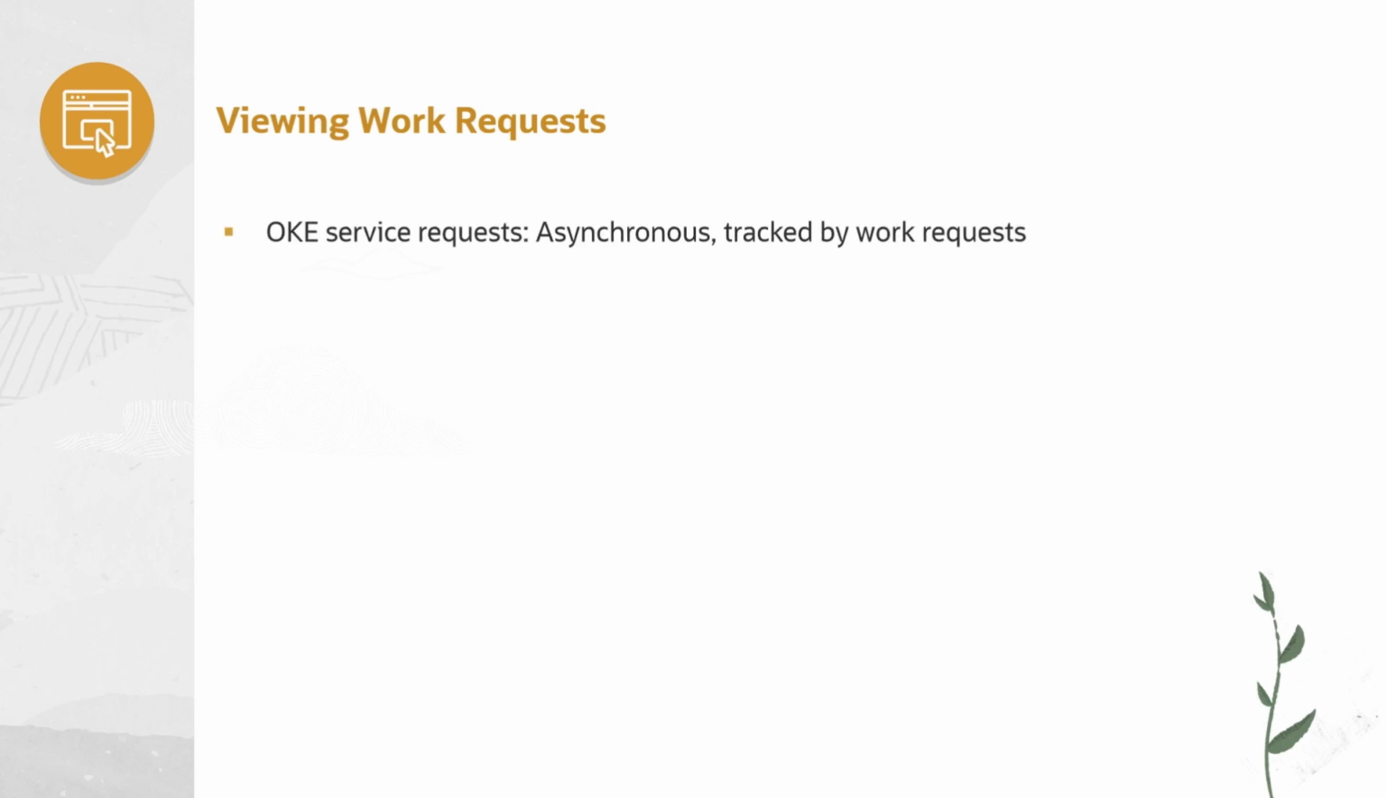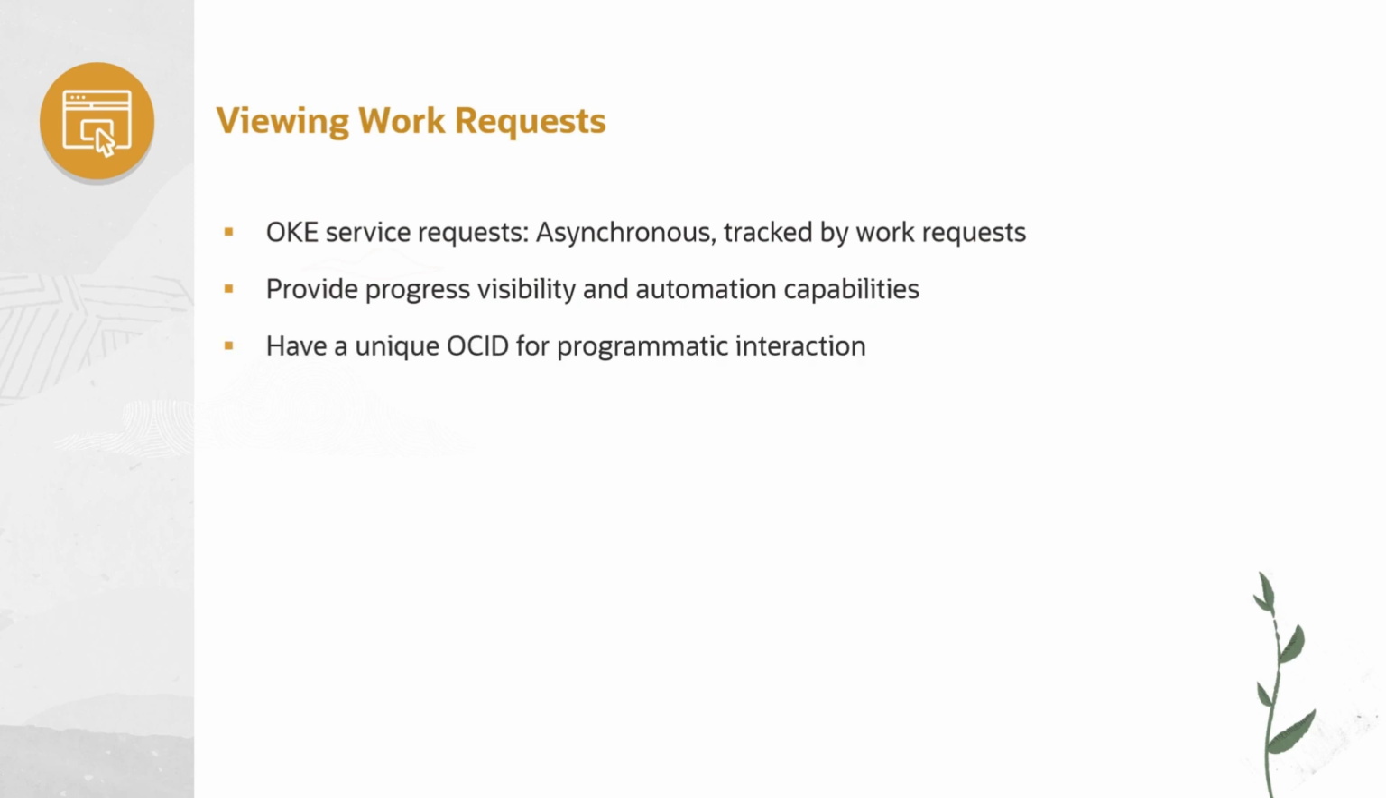When you perform operations in OKE, many service requests like creating a node pool are asynchronous and tracked by work requests. These work requests give you visibility into the progress of the operation, offering automation capabilities. Each work request has a unique OCID for programmatic interaction, and it includes timestamps for error diagnosis.